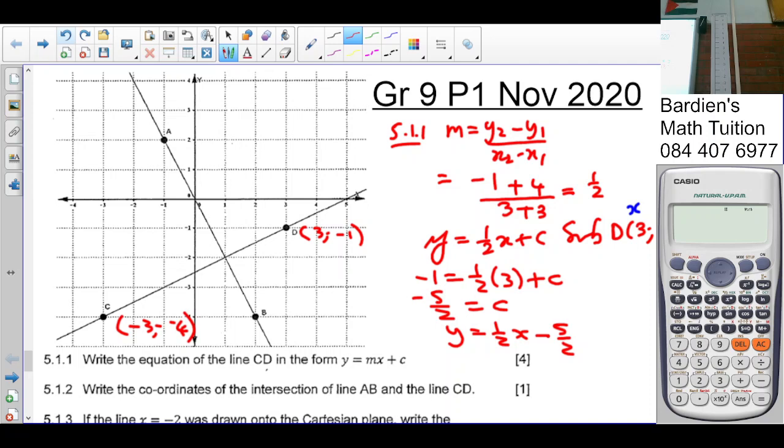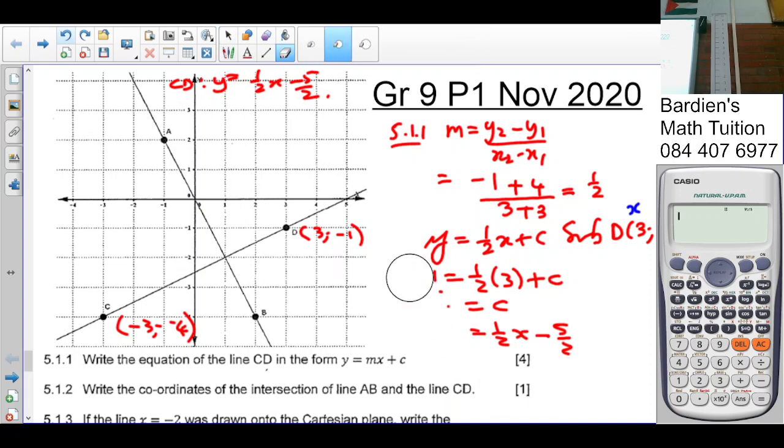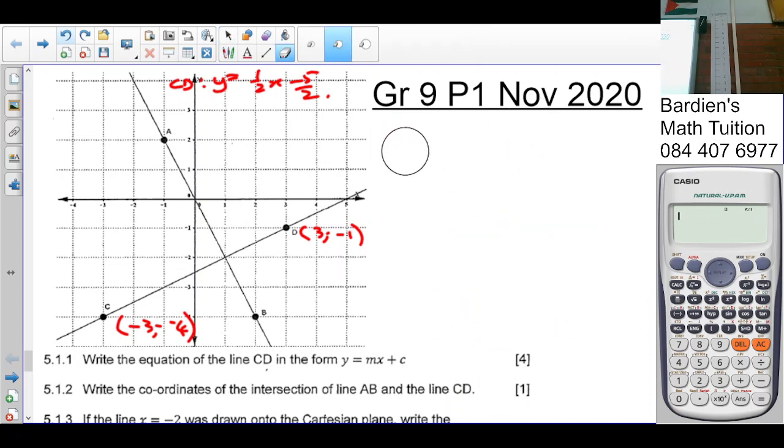Okay. I'm going to write it in here. CD is y is equal to half x minus 5 over 2. Why am I doing that? Because I would like to keep the diagram in focus. Okay, so let's carry on.